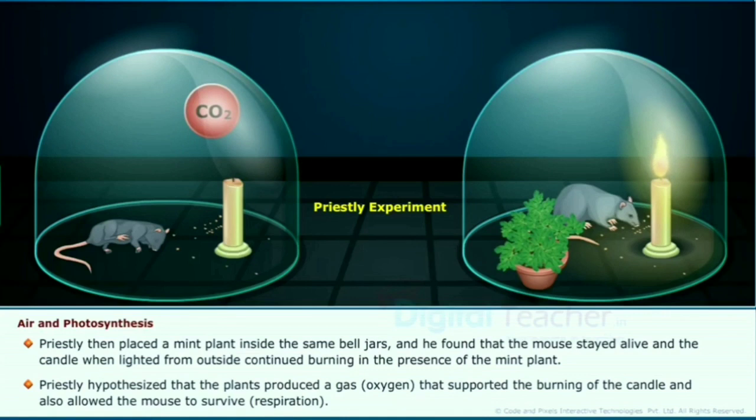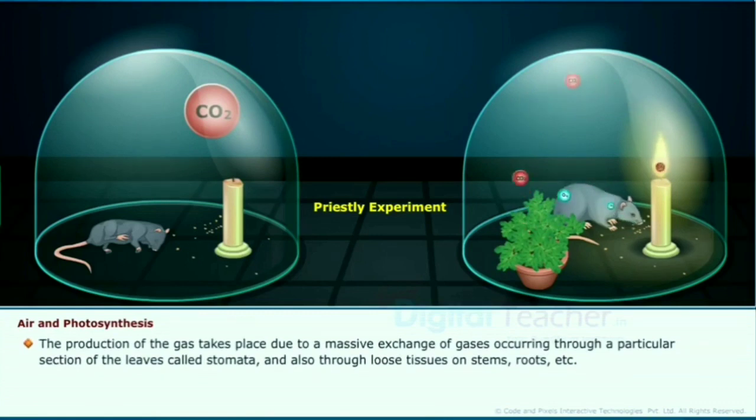Priestley hypothesized that the plants produced a gas, oxygen, that supported the burning of the candle and also allowed the mouse to survive respiration. The exchange of gases occurs through a particular section of the leaves called stomata, and also through loose tissues on stems, roots, etc. Let us discuss in brief how carbon dioxide is useful for photosynthesis.